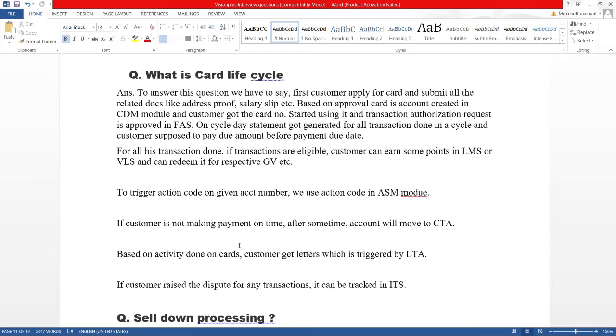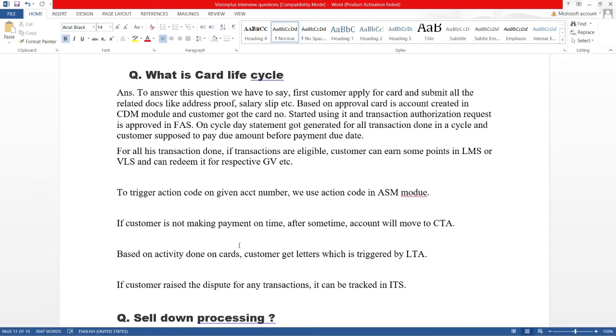After all the transactions on a cycle day, your account gets a statement generated for the transactions done in that cycle, and the customer is supposed to pay the amount, whatever transactions he has done, before the payment due date. Now for all his transactions done, if a transaction is eligible, the customer can earn some reward points in the LMS or whatever, like the VLS module being used, and the customer can use those points to redeem some gift vouchers. Now suppose you want to trigger some action code, so we use the action code in the ASM module. If the customer is not making payment on time for some 3-4 months and also after submitting the criteria, it will go to the CTA.